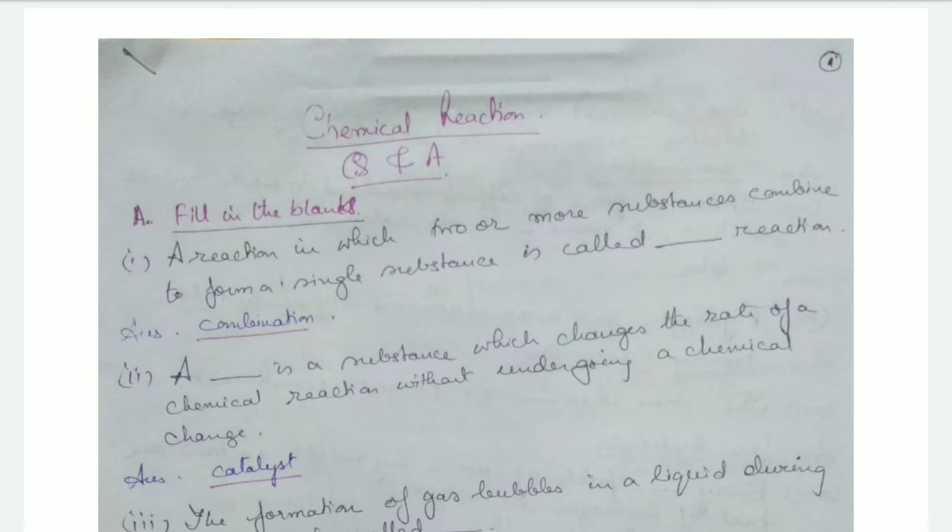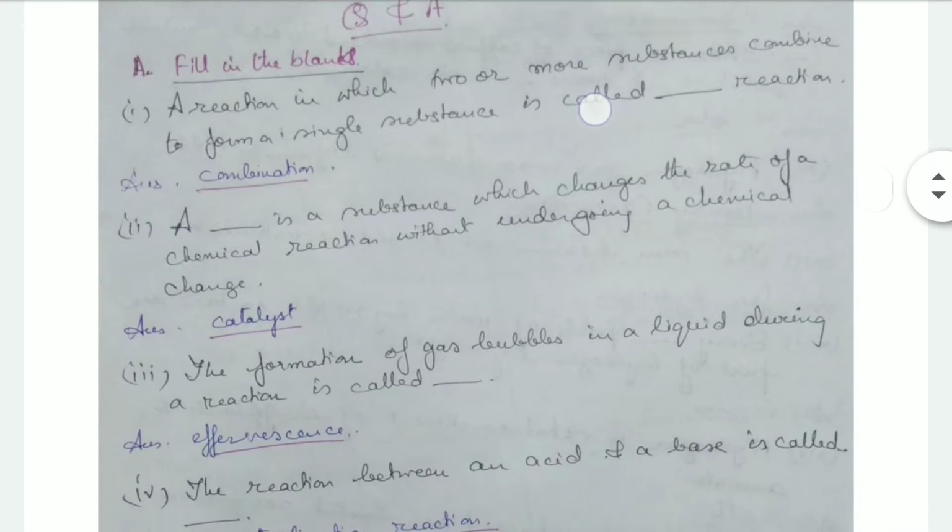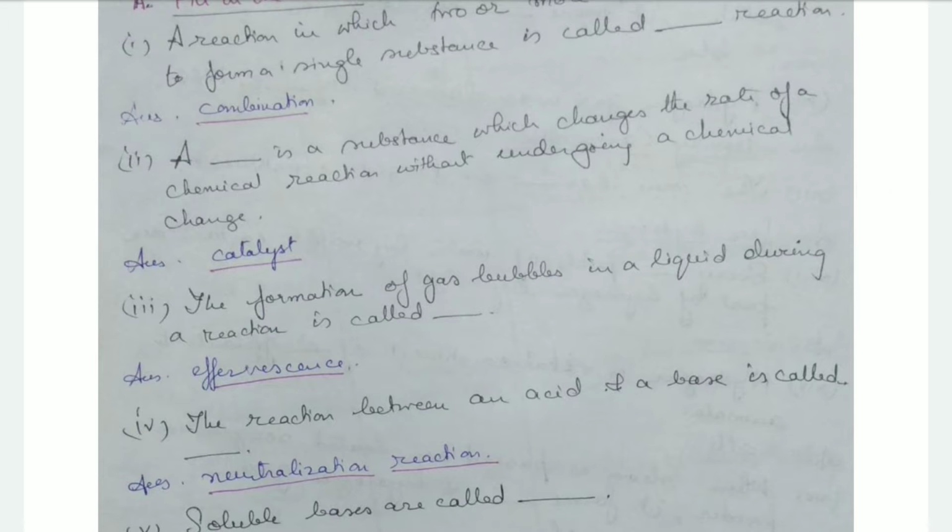A catalyst is a substance which changes the rate of the chemical reaction without undergoing a chemical change. Either it enhances the rate of the chemical reaction or it decreases the rate of the chemical reaction. Accordingly, it is named as positive and negative catalyst. The formation of gas bubbles in a liquid during a reaction is called effervescence.